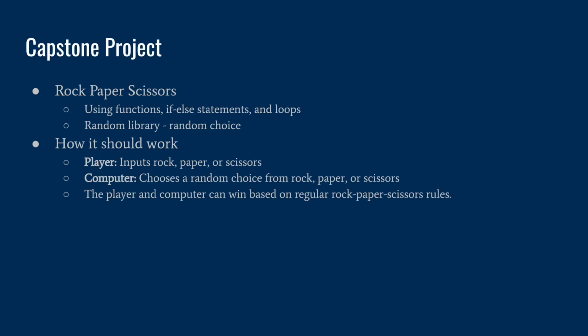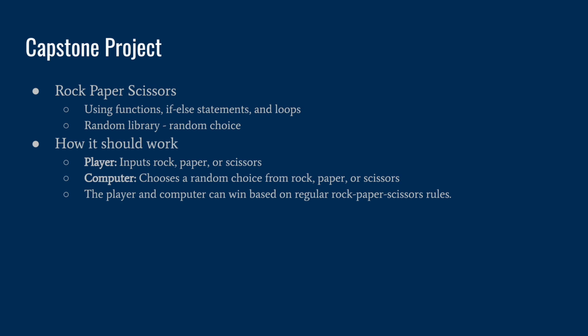So, what is the Capstone project? This Capstone project will be rock, paper, scissors. To do this, we'll use functions, if-else statements, and loops. We'll also use the random library, specifically its random choice function, so that the computer can make a random choice between rock, paper, and scissors.